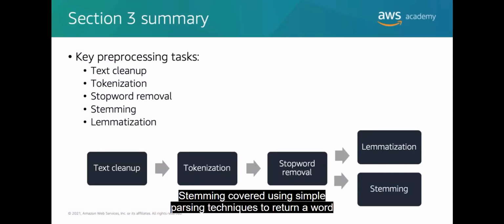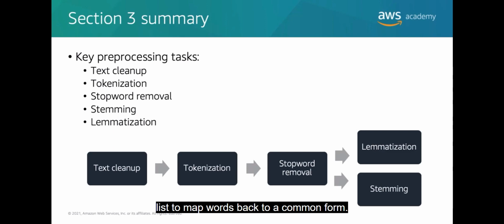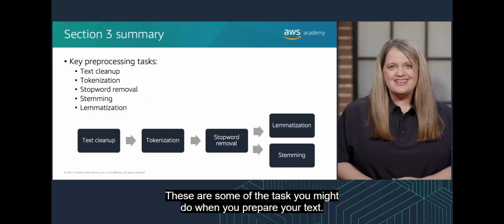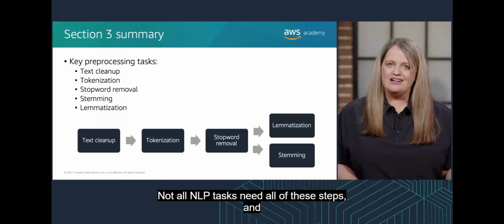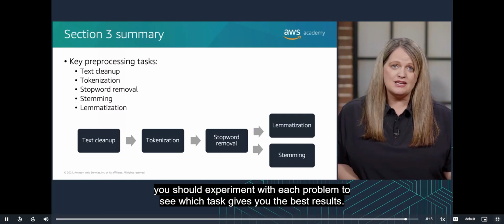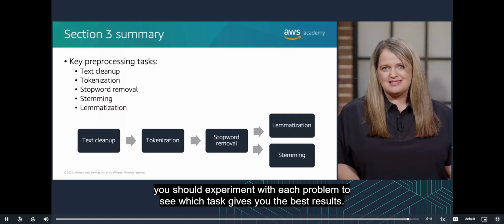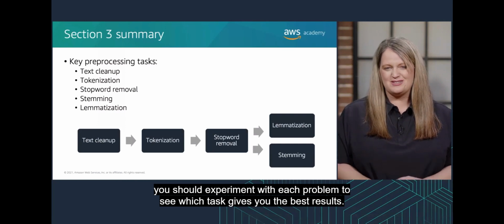Stemming covered using simple parsing techniques to return a word to its root form, while lemmatization looked at using human-curated lists to map words back to a common form. These are some of the tasks you might do when you prepare your text. Not all NLP tasks need all of these steps, and you should experiment with each problem to see which task gives you the best results.